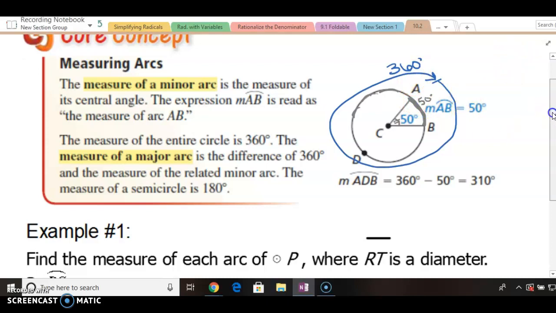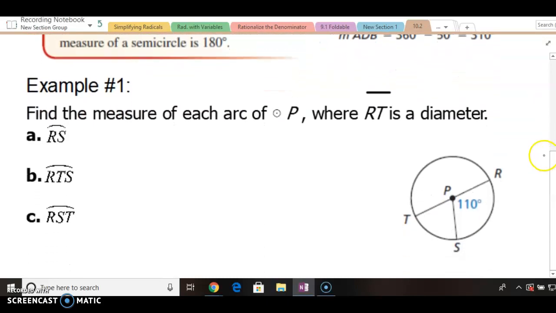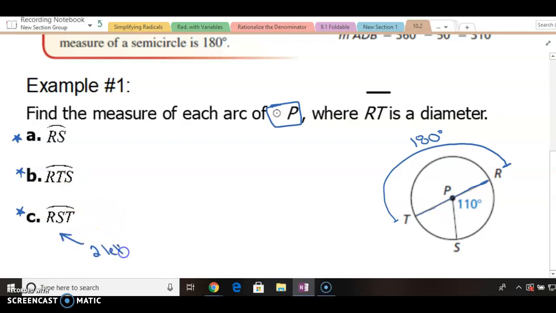Let's use that and do example 1. Find the measure of each arc of circle P, where RT is the diameter. It tells you that RT is a diameter because that means it cuts the circle in half. So this here, we know, is half the circle, or 180 degrees. Now when we name these arcs, it's kind of hard because we don't always go clockwise or always go counterclockwise. If there are 2 letters, we go the shortest arc.